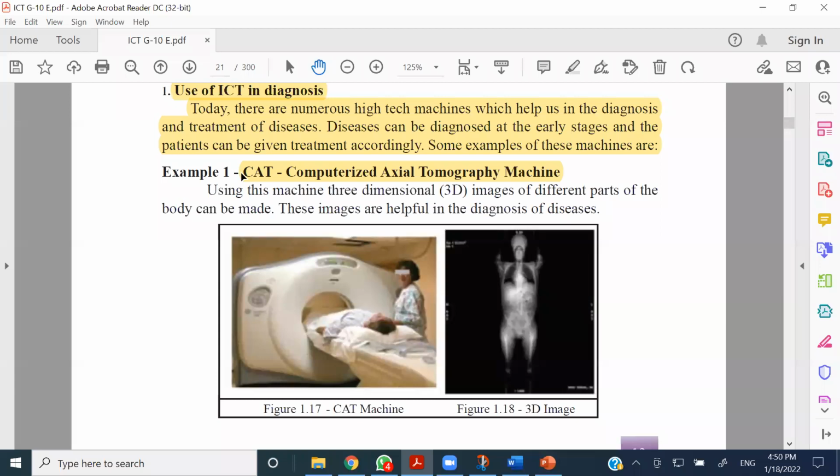So the first example, CAT machine, it's better you write the abbreviation as well, because some of the MCQs are having these kind of questions, like what stands for CAT.